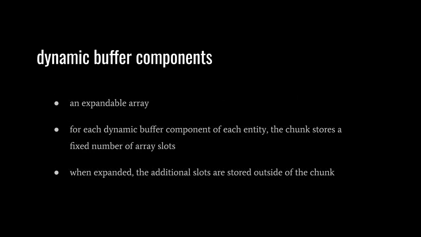While regular components cannot contain arrays, we can give our entities dynamic buffer components. These dynamic buffers are expandable arrays. For each dynamic buffer component of each entity, the chunk stores a fixed size array, but these arrays can be supplemented with additional storage outside the chunk. For example, an entity might have a dynamic buffer component with 5 fixed slots stored directly in the chunk, but we can expand the array to have, say, 12 slots, in which case 7 additional slots are allocated outside the chunk.